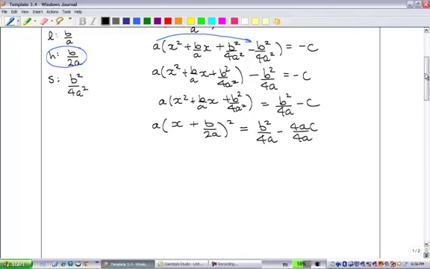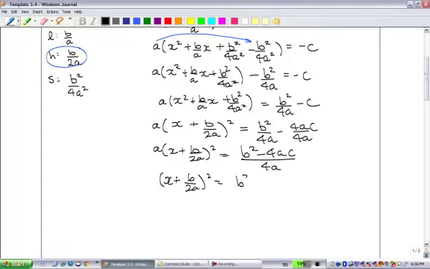One more step here. Let me write this out again first. x plus b over 2a all squared. We find a common denominator, so we can actually put it together: b squared minus 4ac over 4a. Dividing by a, now we're starting to isolate for the x. Dividing by a, we're going to have it over 4a squared.